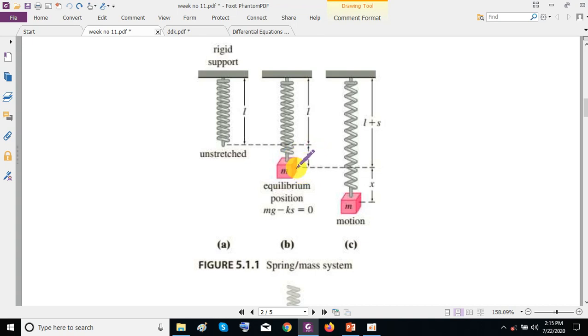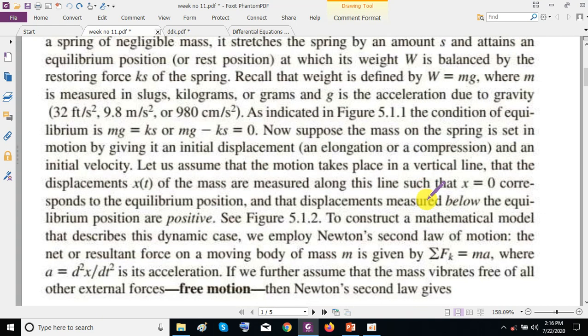If we attach more mass to the spring, s will be more, the distance will be more, the displacement will be more. And if we attach a small amount of mass, it will be small. Now, in this position, this spring-mass system is in equilibrium.